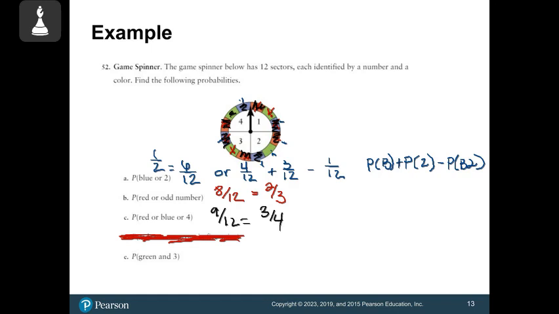Okay. This last one says and, so it's a little different. It says green and 3. There is only one green 3 that occurs in the entire spinner out of the 12.